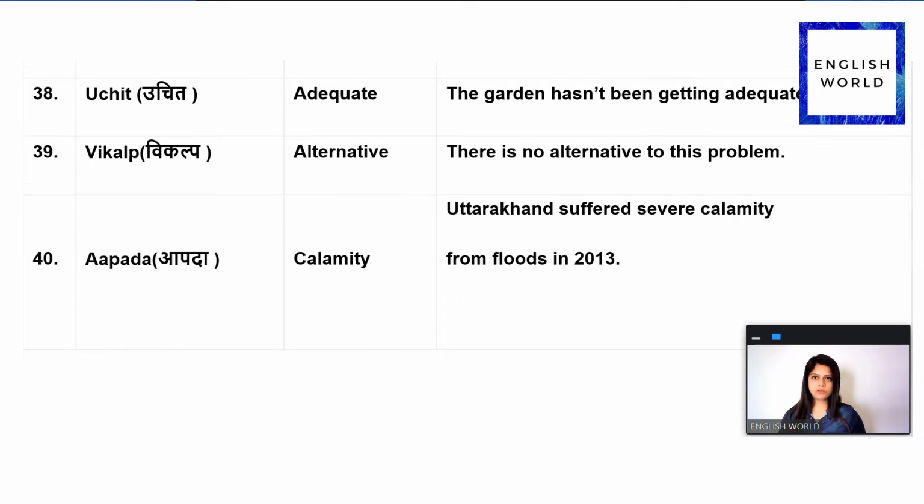Next one is uchit. For that we use the term adequate in English. Uchit means adequate. So you can form a sentence like the garden hasn't been getting adequate water. Adequate can also mean sufficient. We need adequate food, or you can say plants need adequate sunshine to grow. So adequate means in the correct quantity.